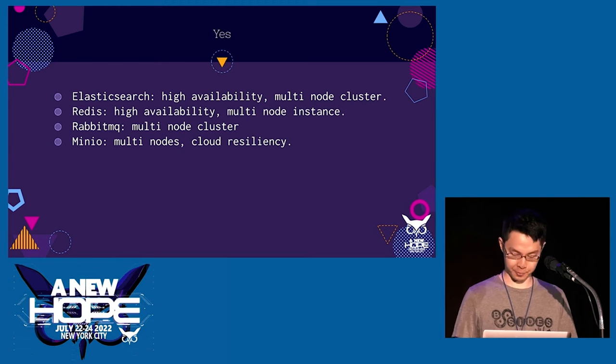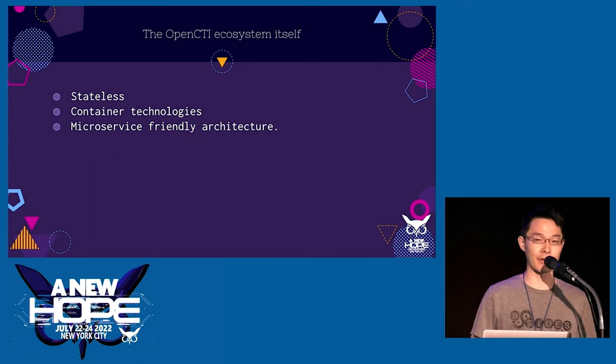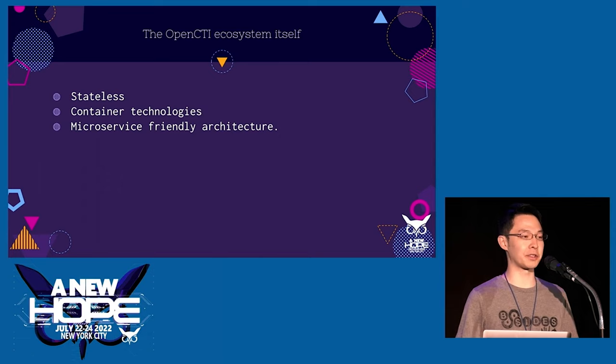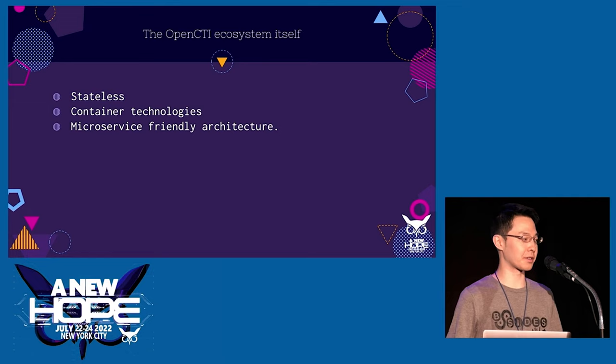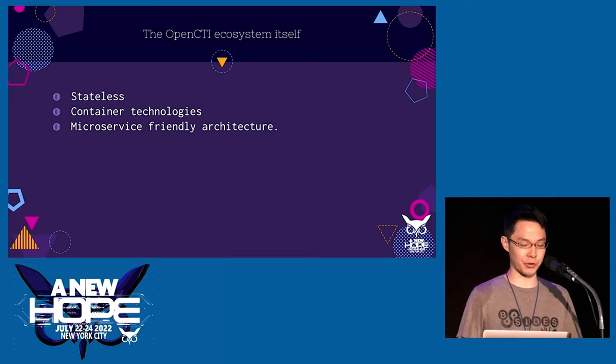And the OpenCTI ecosystem itself, meaning the platform, the workers, the connectors, are all stateless in nature. They don't hold any state. If they go down, your data won't disappear, as long as everything's being written to Elasticsearch, as long as you're saving it to a persistent disk, you won't have to worry.